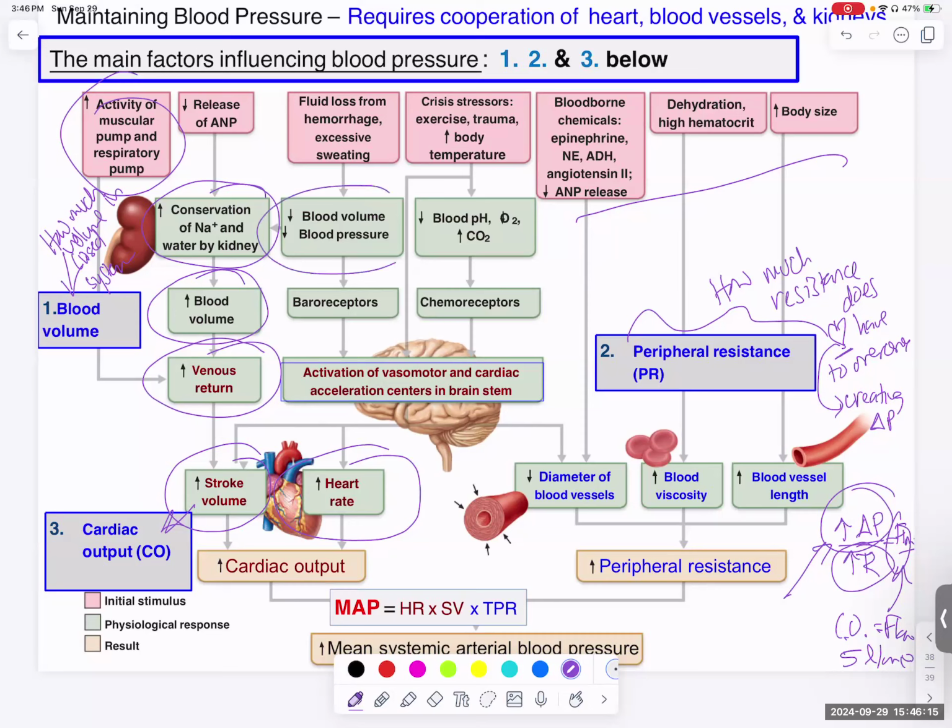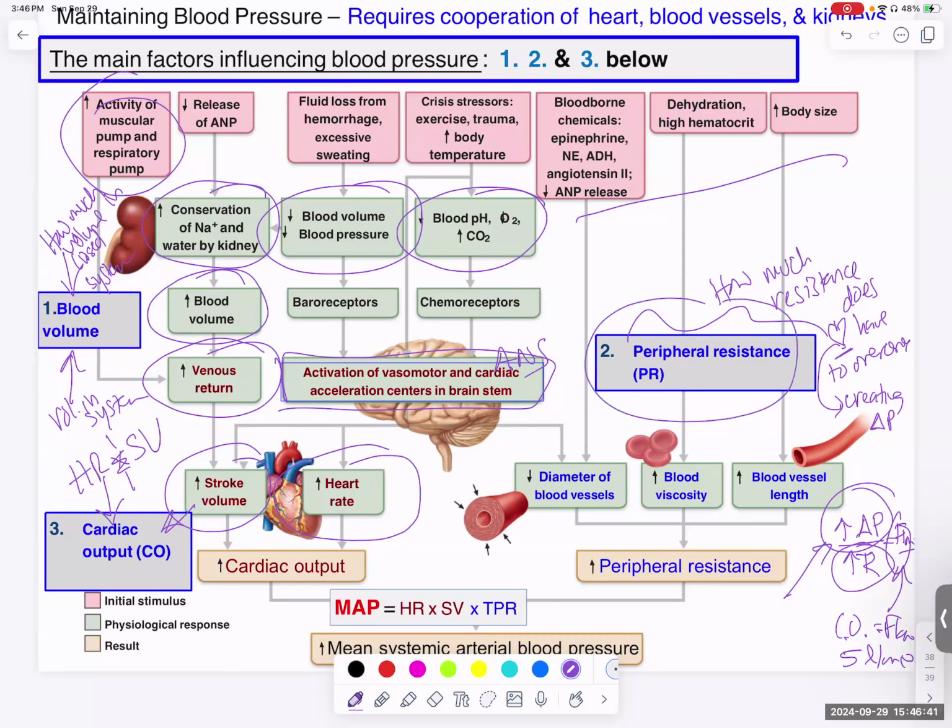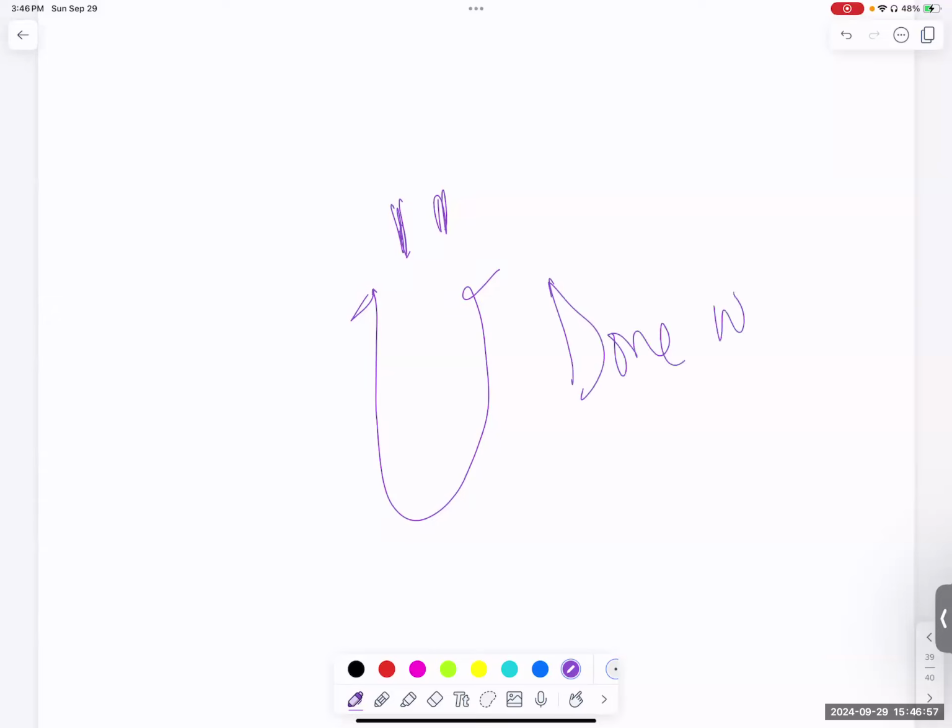Blood volume and pressure contribute, different things that are activating the autonomic nervous system. But from all this, what I want you to get out of it is blood volume contributes, heart rate and stroke volume contribute. And then peripheral resistance, how much does the heart have to work against? And those three things are really what are controlling mean arterial pressure. And so with that, we are done with chapter 14.